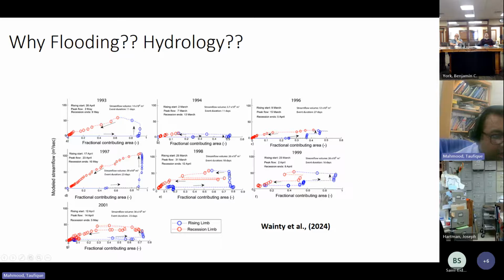Here we find a counterclockwise hysteresis loop by plotting the fractional contributing area against the streamflow. These are the phenomena we are observing across the major runoff events at the outlet of the Mavekuli Basin. There is a sharp increase in the streamflow while it is receding because of a spring rainfall event, which sharply connects the streamflow area, and sometimes a rain on snow event also increases the connectivity of the Mavekuli Basin.